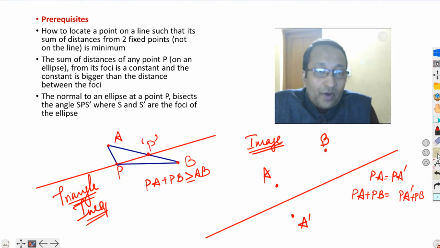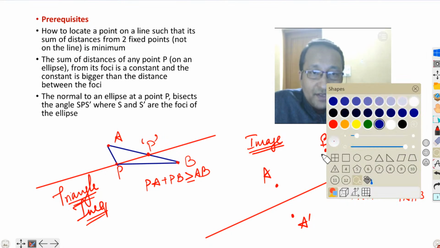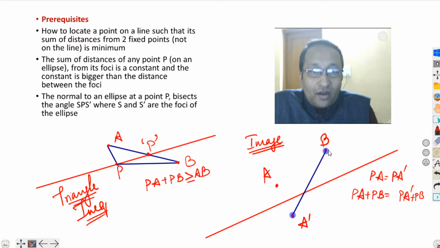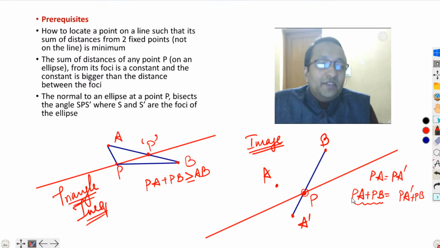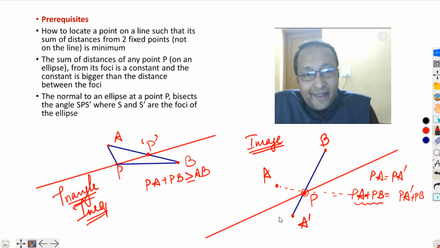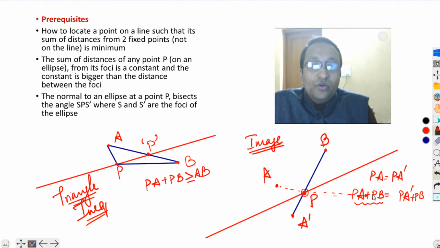Now, if I try to find PA dash plus PB as minimum, this goes back to the situation of the first problem, that A dash and B are on the opposite sides of the line, and hence this particular P will give you a situation when PA plus PB is minimum. Had you taken an image of B as B dash, it would not have mattered. By symmetry, both A B dash and B A dash will concur at a point on the line, and that point gives you the distance PA plus PB minimum.